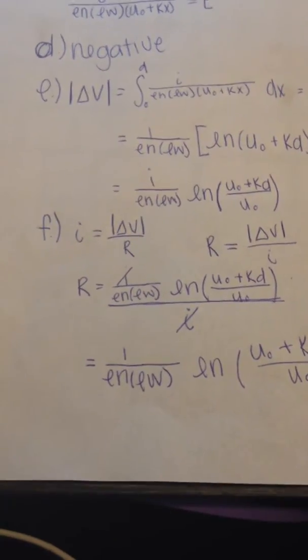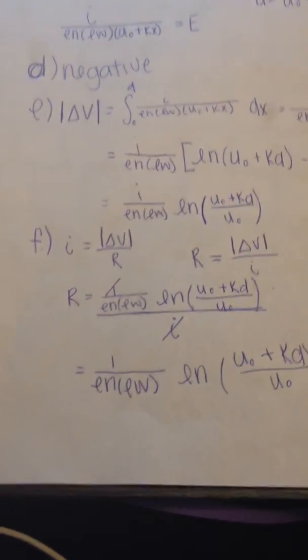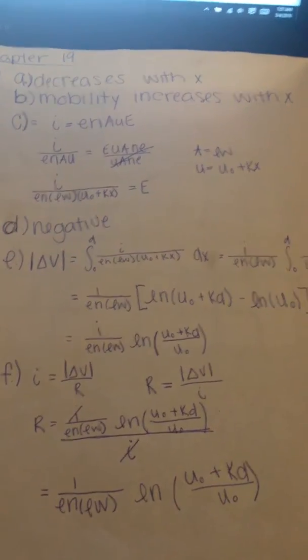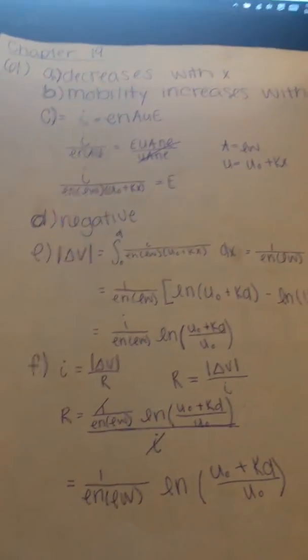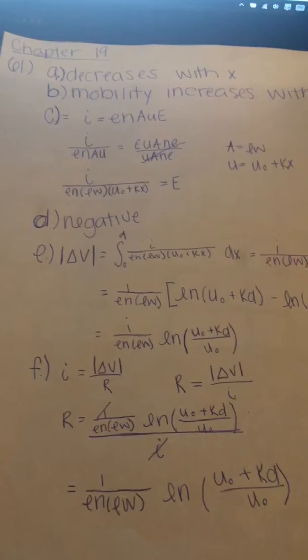And so in part B, we are asked to explain why the magnitude of the electric field is different at these two locations. And so we know that the mobility is going to increase with X, because the different temperatures and all that has a factor with that, and it's also going to be increasing with E.